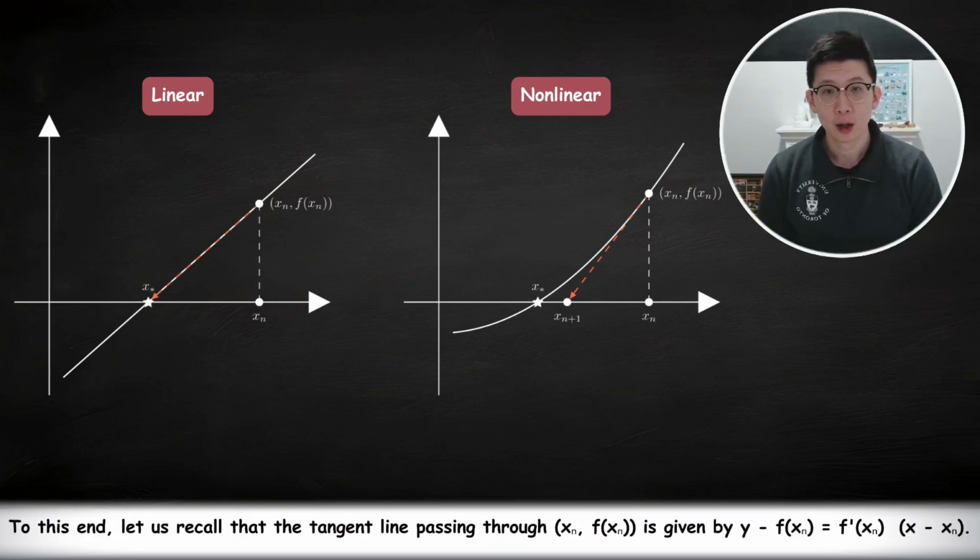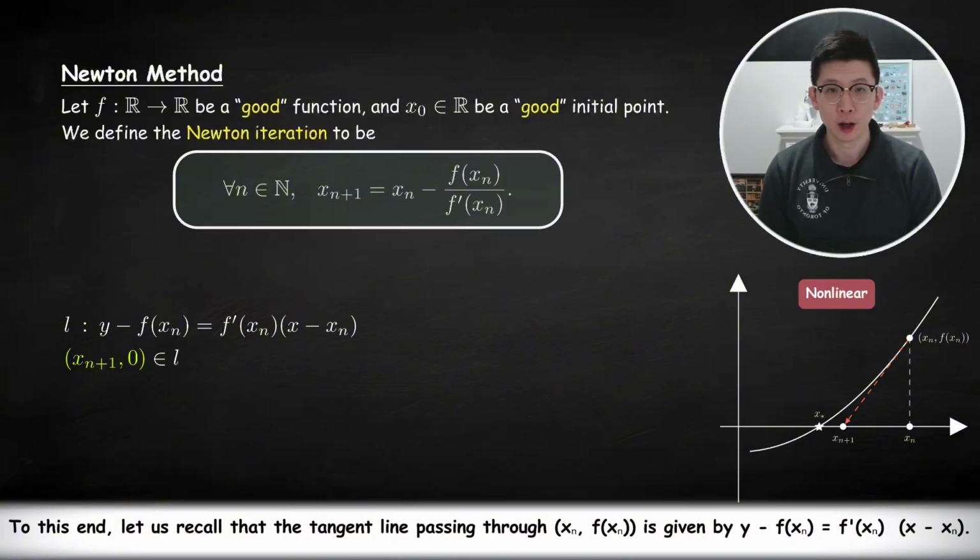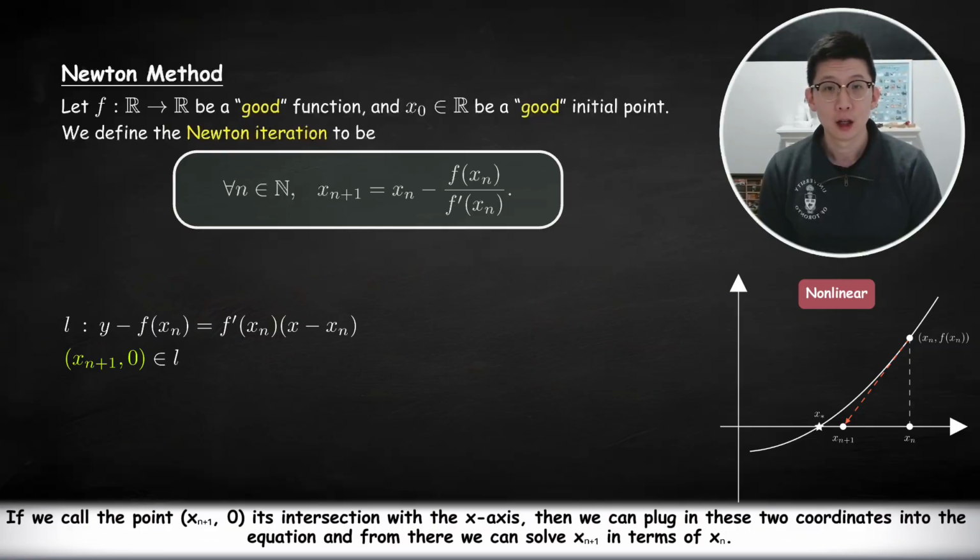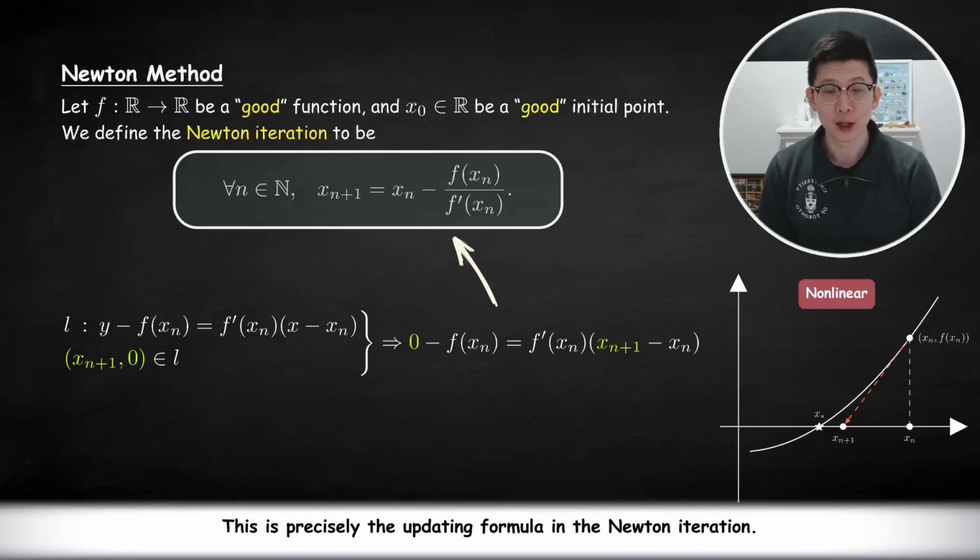To this end, let us recall that the tangent line passing through (x_n, f(x_n)) is given by y minus f(x_n) equals f'(x_n) times (x minus x_n). If we call the point (x_{n+1}, 0) its intersection with the x-axis, then we can plug these two coordinates into the equation, and from there, we can solve for x_{n+1} in terms of x_n. This is precisely the updating formula in the Newton iteration.